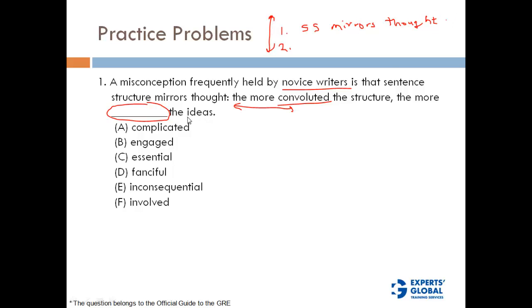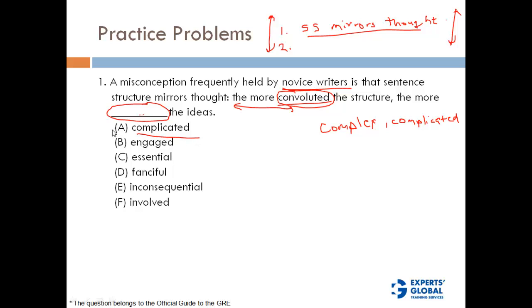So the word we are looking for should be able to do justice to the idea that sentence structure mirrors thought, right? That means the word here has to be a mirror of convoluted. It has to be something like complex or complicated, right? That will be a mirror image of convoluted. So let's look at the options.